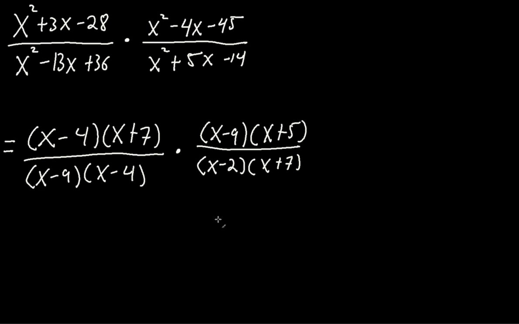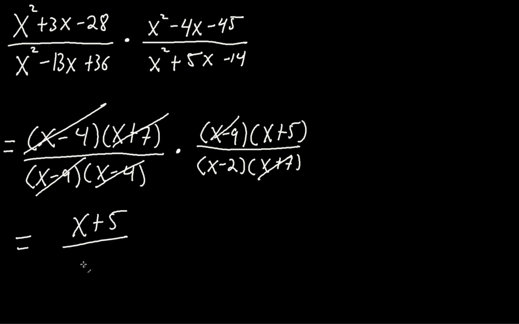Okay, well, let's see what I can cancel out. I have an x minus 4 here and an x minus 4 here, so those can go away. I have an x plus 7 here, an x plus 7 down here. Those can cancel. I have an x minus 9 here and an x minus 9 here, so those can cancel. I have an x plus 5, but I don't see another x plus 5. And I have an x minus 2 down here, but I don't have one up there. So final answer, x plus 5 over x minus 2. Okay, that would be fully simplified.